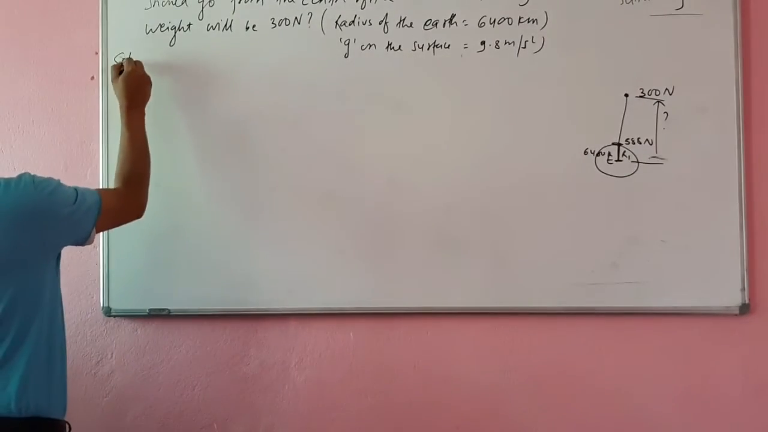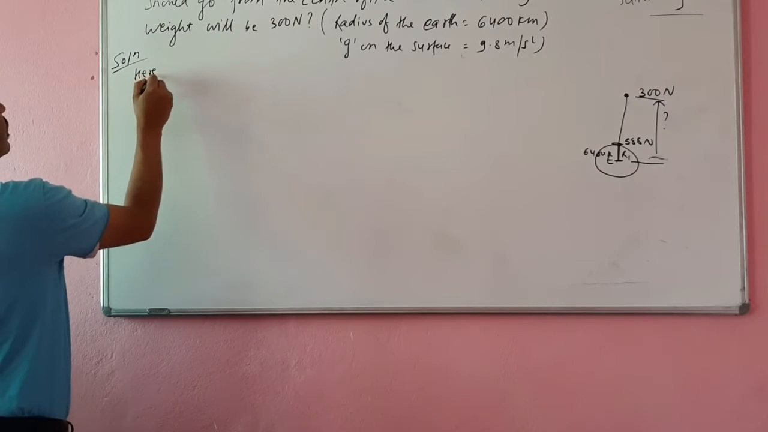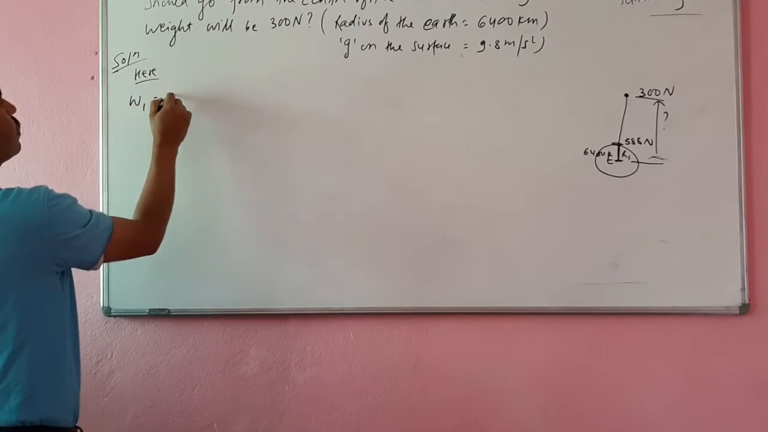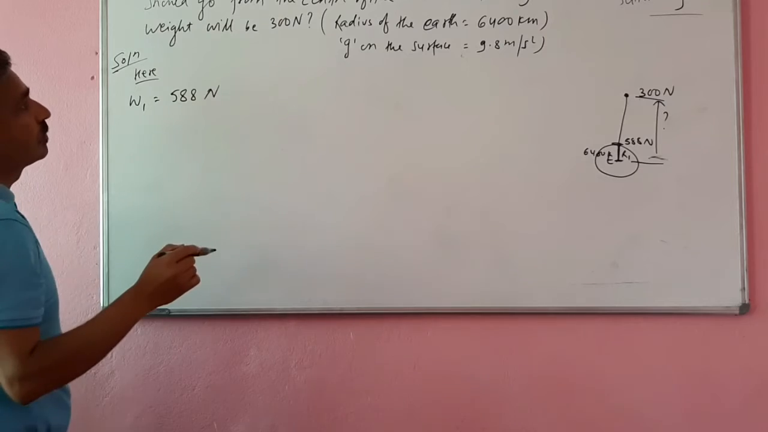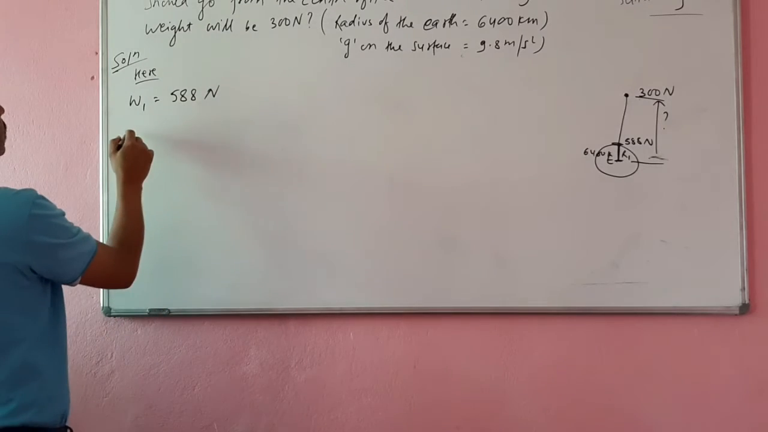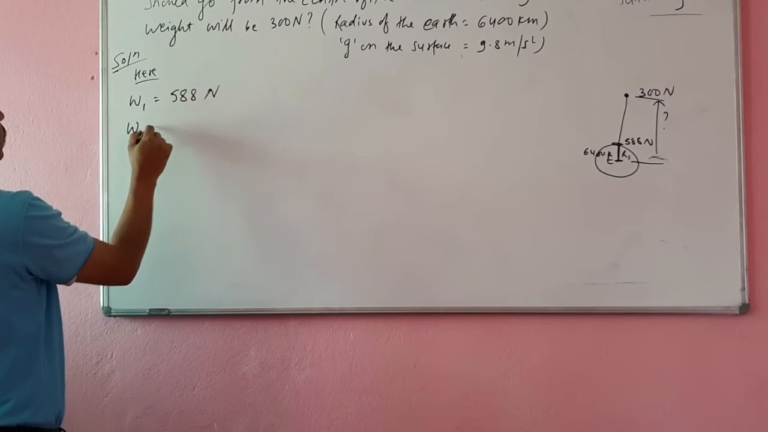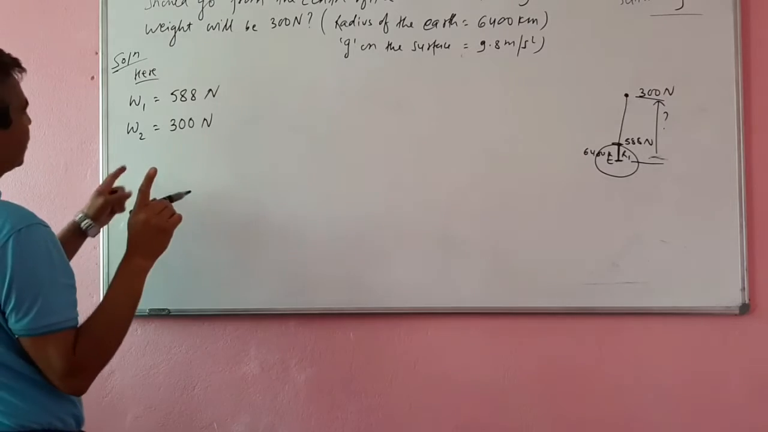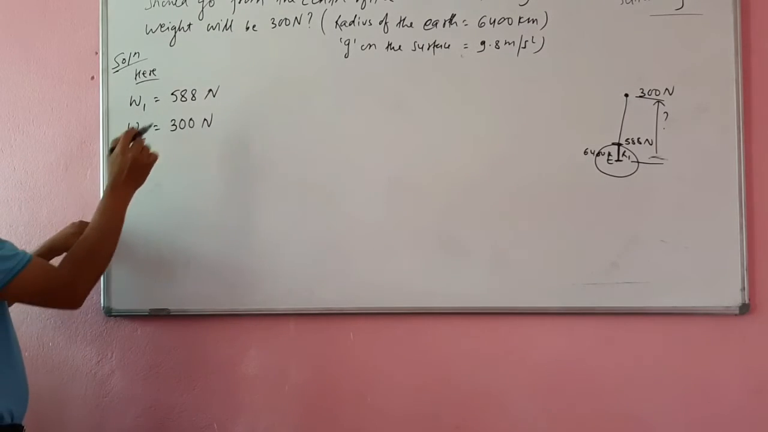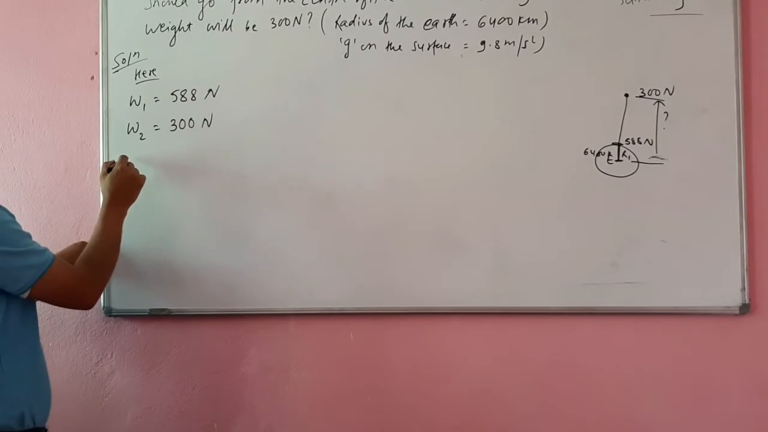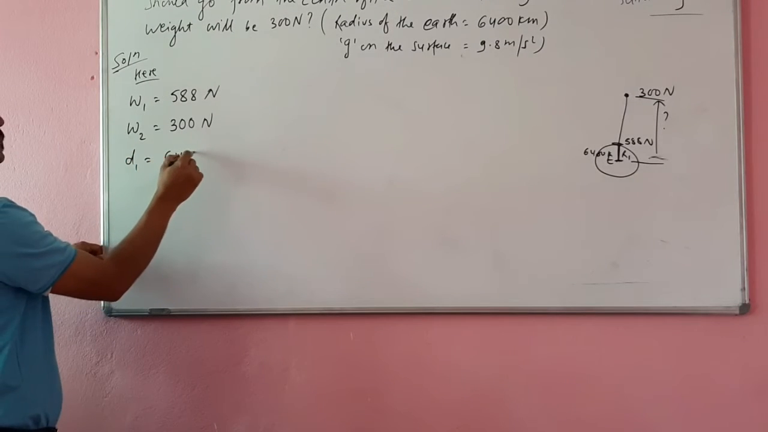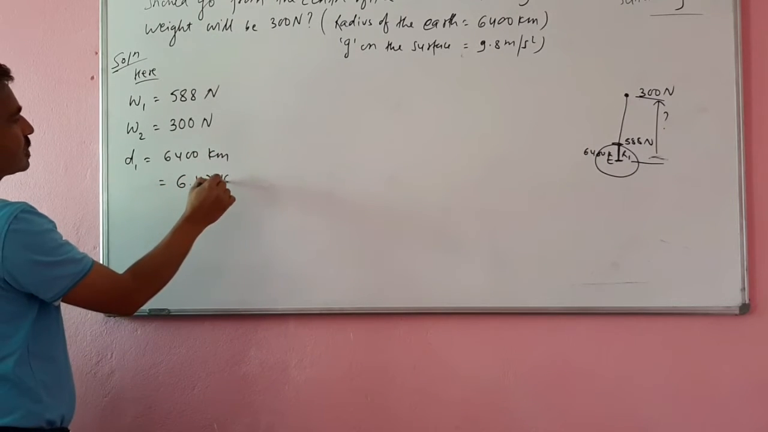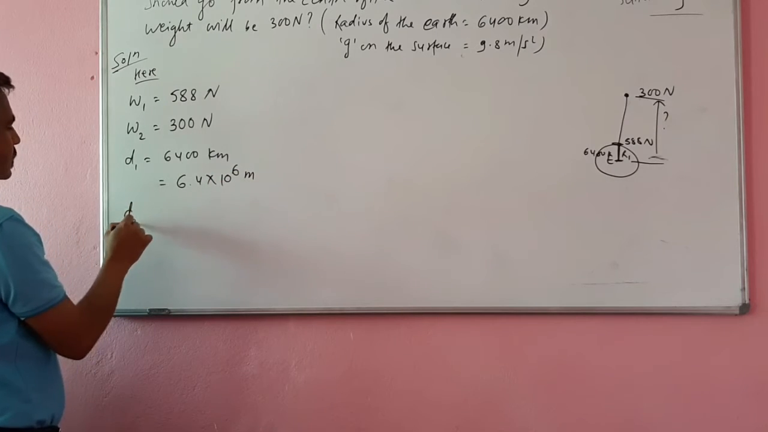Solution. If you weigh 588 Newton, it means W1 equals 588 Newton. Then what is 300 Newton? W2 is 300 Newton. Then the radius of the earth, that is D1, is 6400 kilometer, which you can directly write as 6.4 times 10 to the power 6 meter. You have to calculate D2.